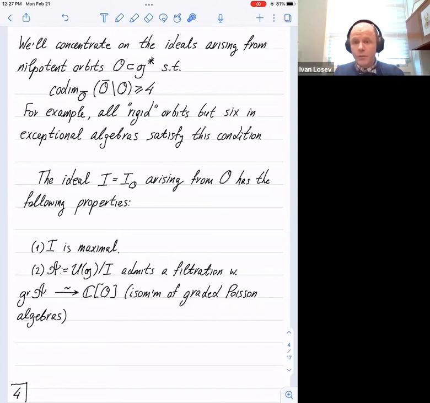Well, first of all, it comes with the Poincaré-Birkhoff-Witt filtration, but this filtration is a bit defective. You can modify it, so there is some a priori different filtration, such that the associated graded of A with respect to this filtration is the algebra of regular functions on the nilpotent orbit O. And that's an isomorphism of graded Poisson algebras. So this A can be called the quantization of this algebra of functions.